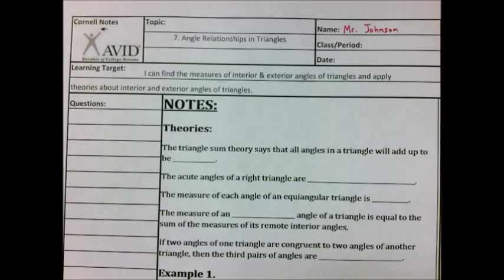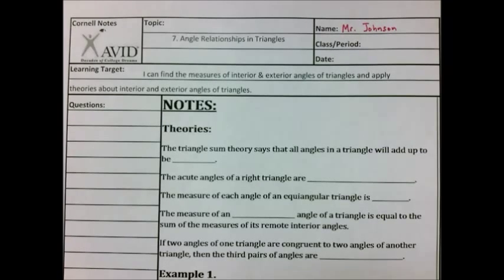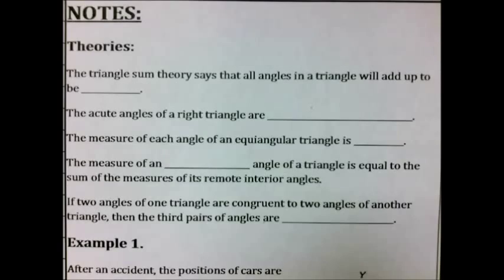Today is the seventh little lesson that we're doing in this unit. It's about angle relationships in triangles. And your learning target is: I can find the measure of interior and exterior angles of triangles and apply theorems about interior and exterior angles of triangles. All right, so let's get going on some of those theorems. Let's start out by taking a look at a few theorems here.